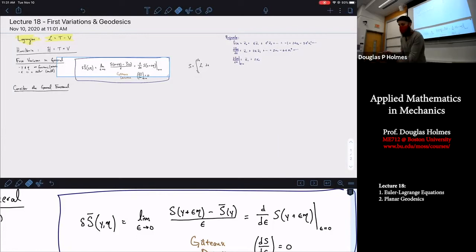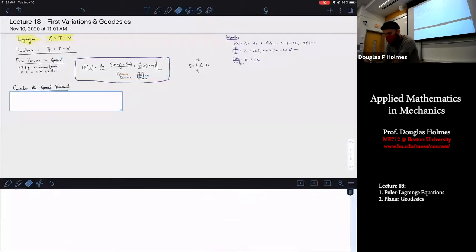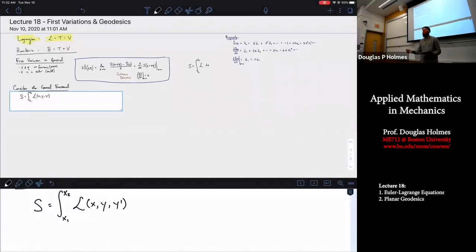So we can write down a generic functional where we can say, well, I want to consider the action S. This is going to be evaluated between two arbitrary points in space. And my Lagrangian, I'm not going to tell you anything about it. I'm just going to tell you that a Lagrangian is going to consist of an independent variable x, a dependent variable y, and a dependent variable y prime. In the last problem, this is like time, space, velocity. But for a beam, this could be x distance, deflection, slope, something like that. So whatever you want these things to be.